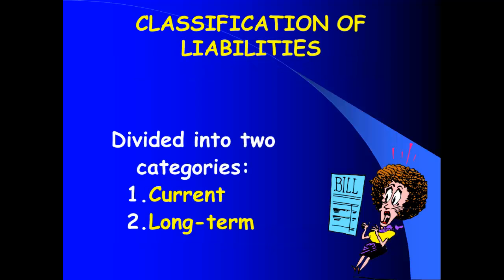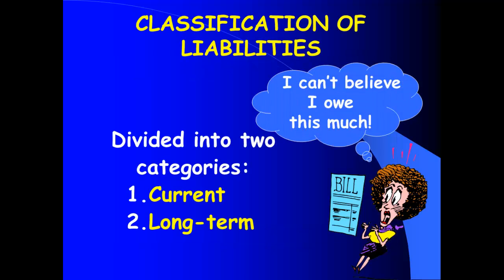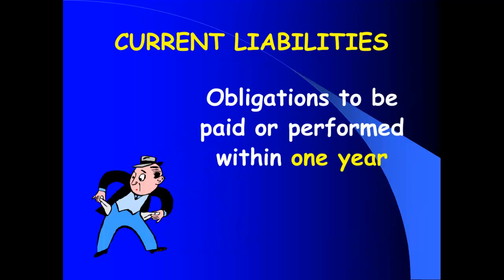Under liabilities, we're going to divide our liabilities into two groups. Current liabilities and long-term liabilities. A current liability is a debt that I have to pay off within 1 year. What are we talking about there? Accounts payable, you better pay your vendors within a year, right? Wages payable, you better pay your employees within a year.